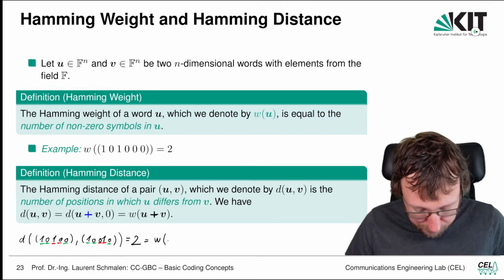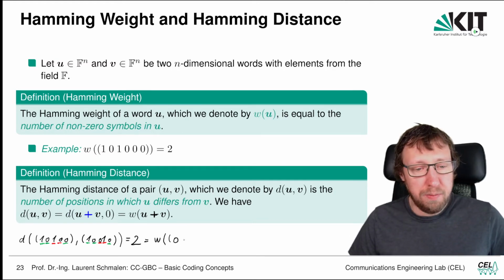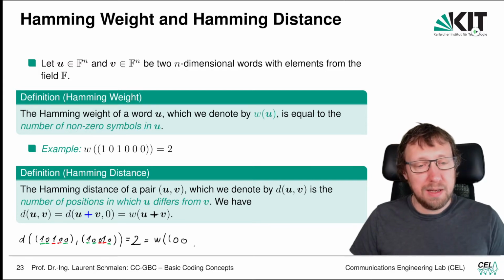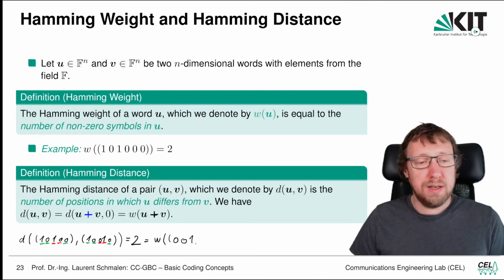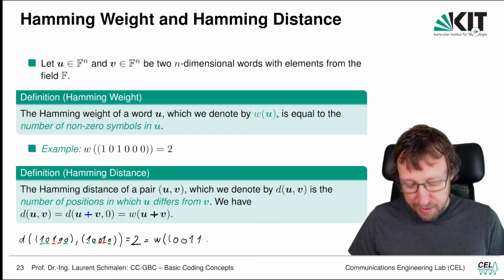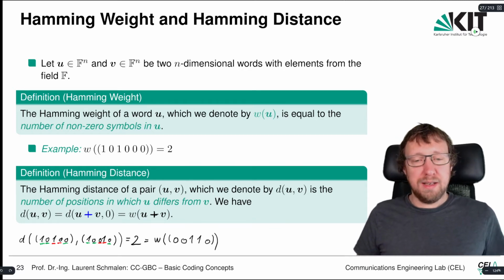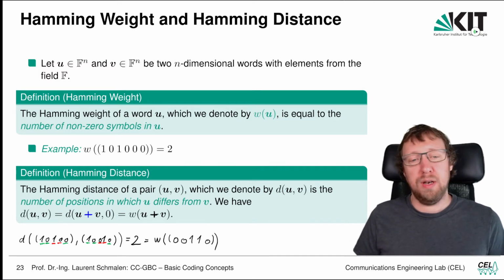So first position, 1 plus 1 is equal to 0. Second position, 0 plus 0 is equal to 0. Third position, 1 plus 0 is equal to 1. Fourth position, 0 plus 1 is equal to 1. And fifth position, 0 plus 0 is equal to 0. So that's the distance corresponding to the weight of the sum of those two vectors.